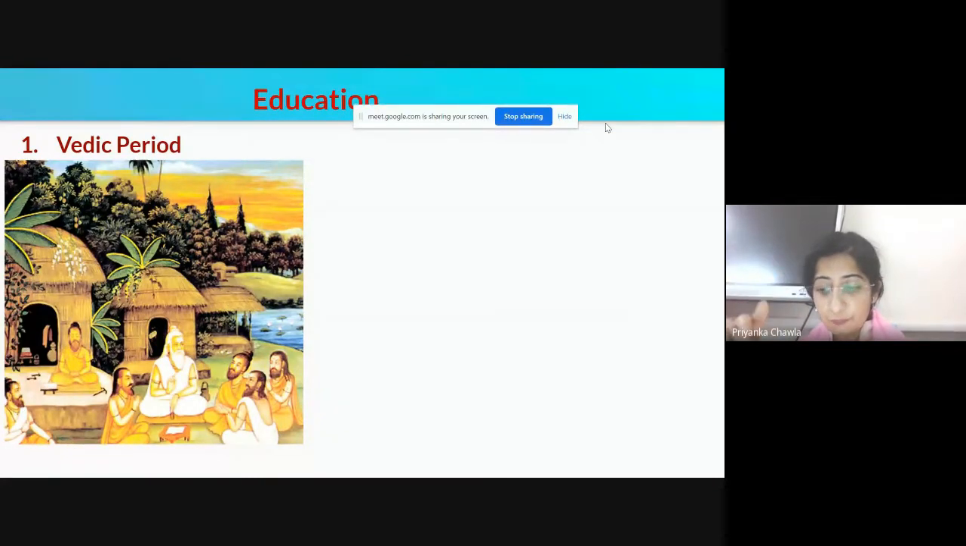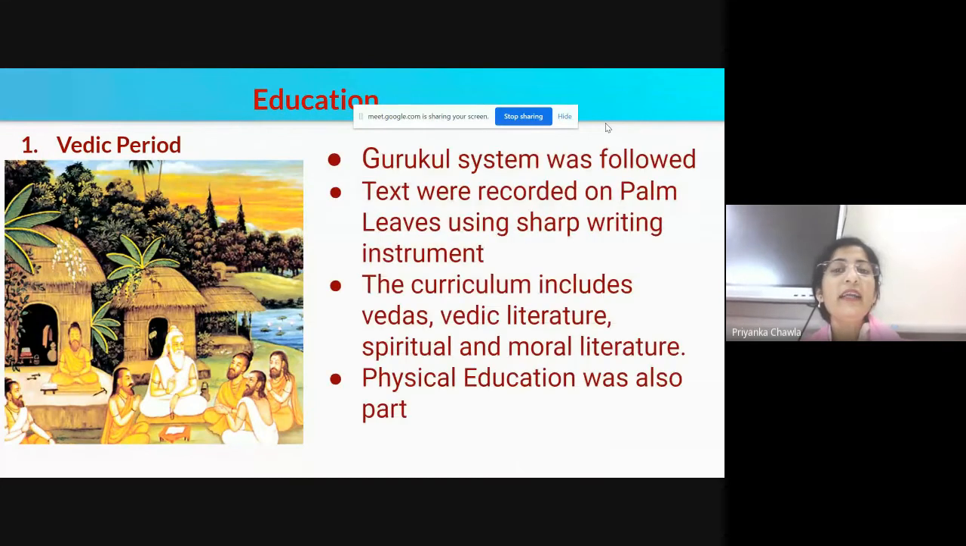So education has three phases. The first one is the Vedic era. Vedic era means the Gurukul system was adopted. Texts were recorded on palm leaves using a sharp writing instrument. Vedas, Vedic culture, and spiritual and moral literature were included in the curriculum. Physical education was also part of it: students had to learn hunting, jumping, wrestling. So physical education was a part of their curriculum.